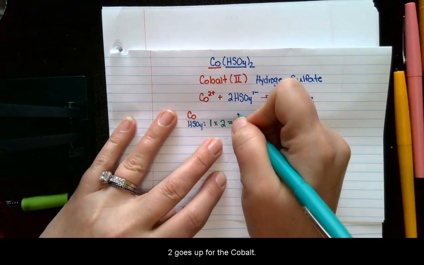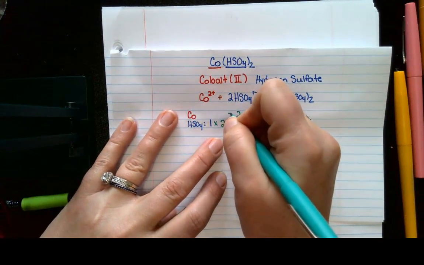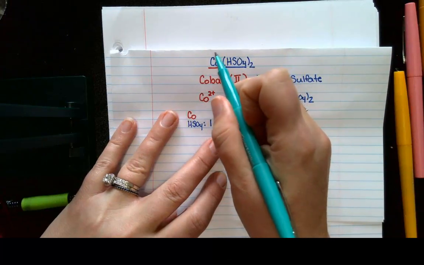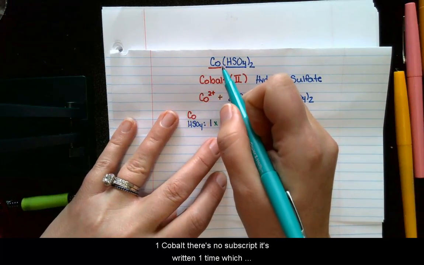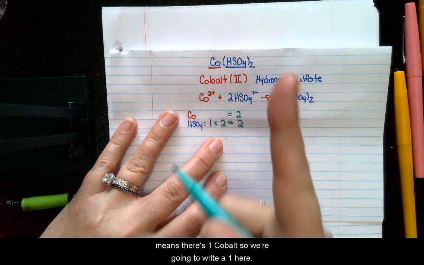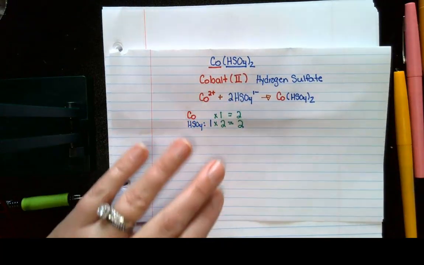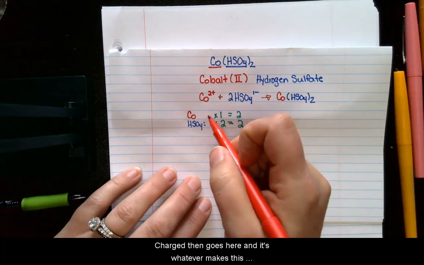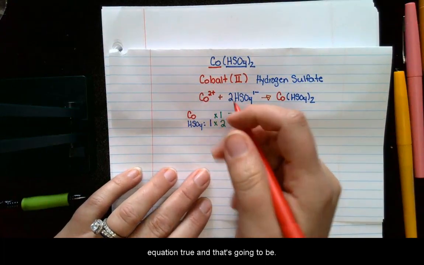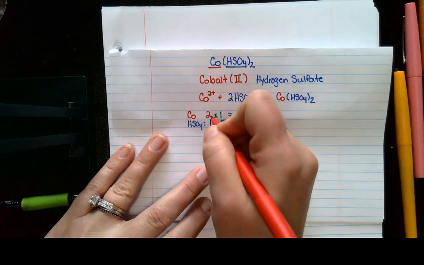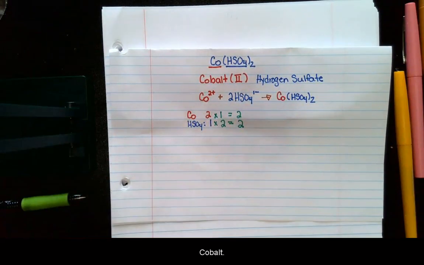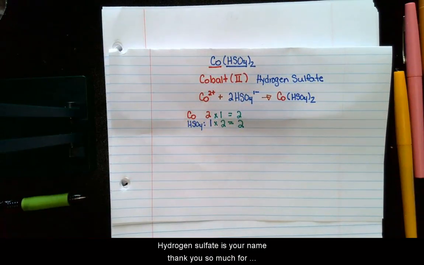This 2 goes up for the cobalt, and we only have 1 cobalt. There's no subscript. It's written one time, which means there's 1 cobalt. So we're going to write a 1 here. And that charge then goes here, and it's whatever makes this equation true, and that's going to be a 2. So cobalt(II) hydrogen sulfate is your name.